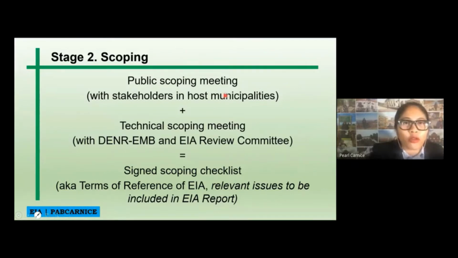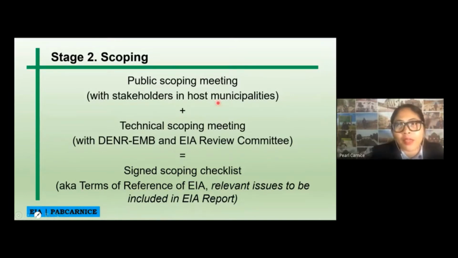So next is you have to do the scoping. Public scoping, this would actually involve stakeholders in host municipalities. And then the technical scoping meeting, which is with DNR-EMB and the EIA review committee. And then after these 2 activities, you have to sign a scoping checklist, which is actually termed as the terms of reference of the EIA, in which relevant issues are to be included in the EIA report.